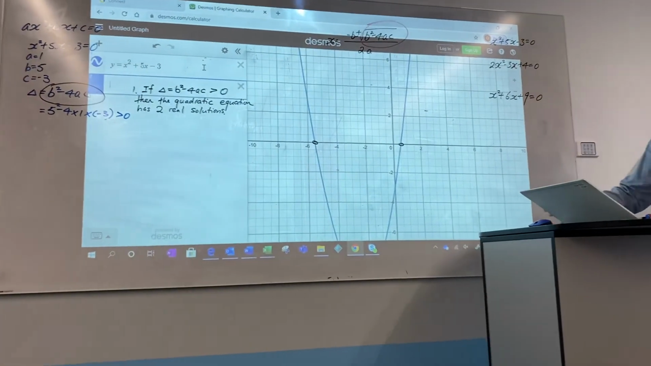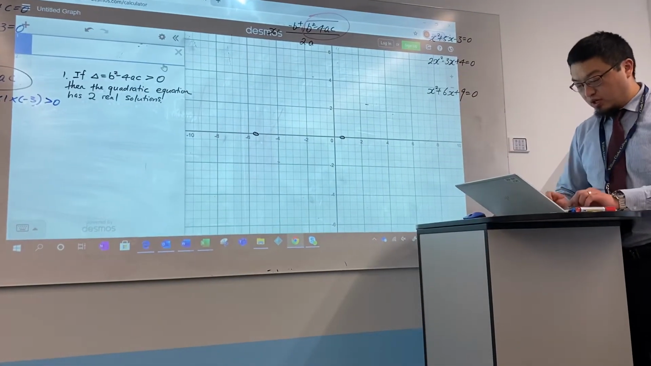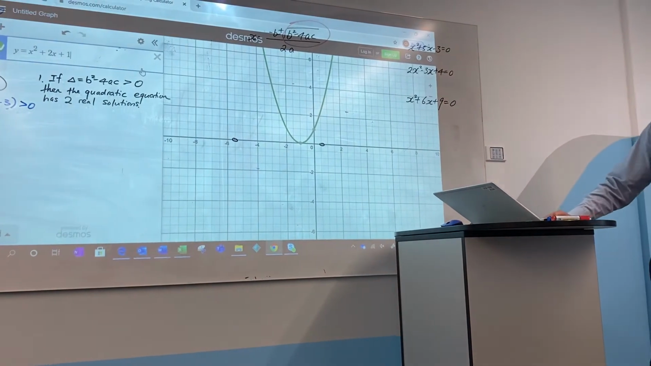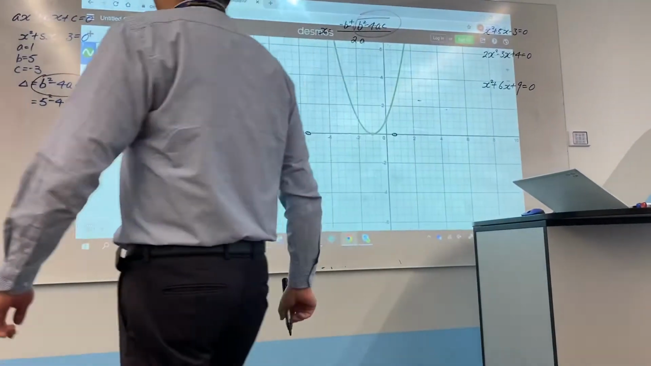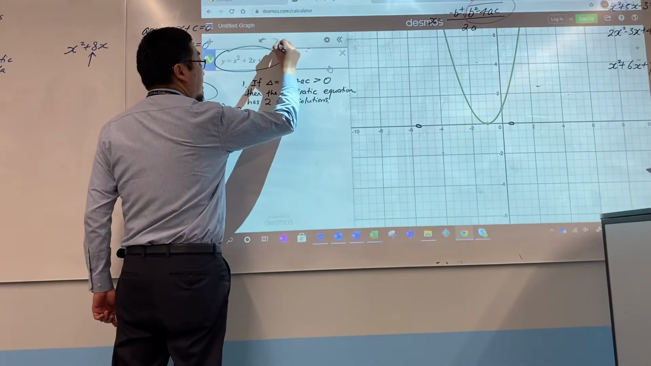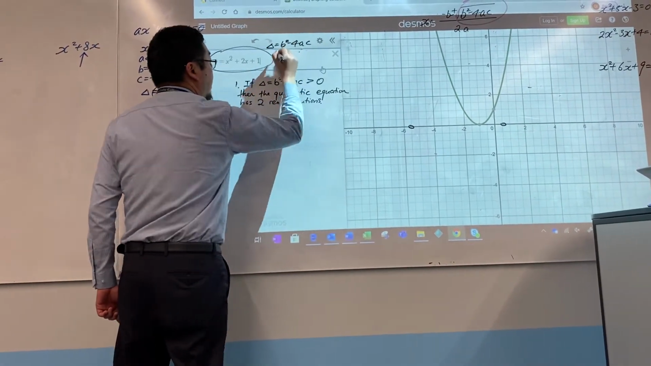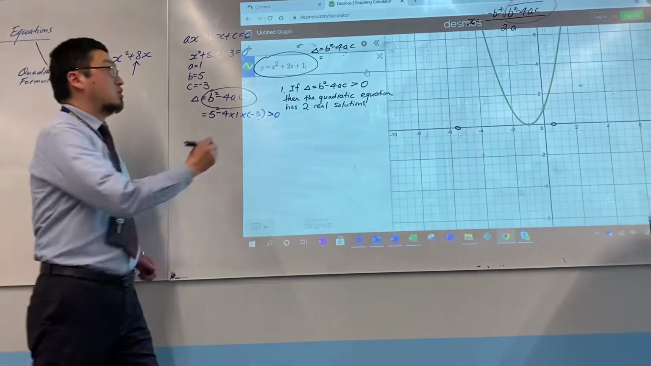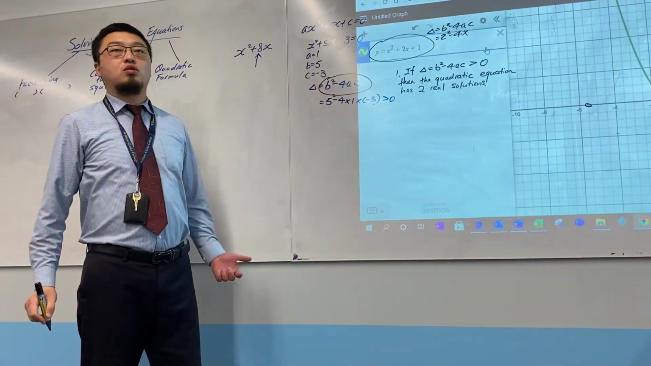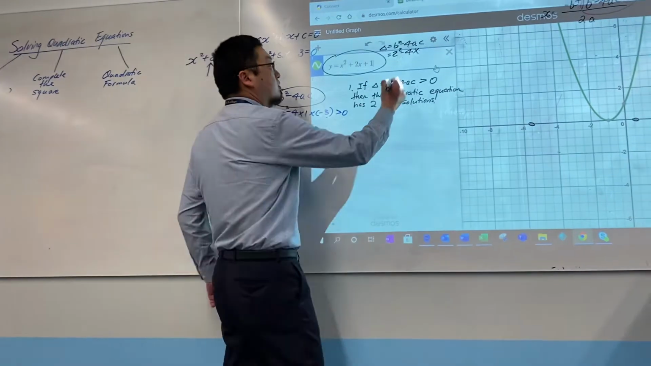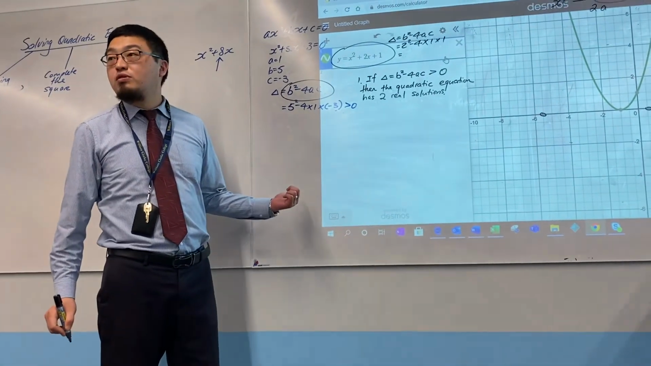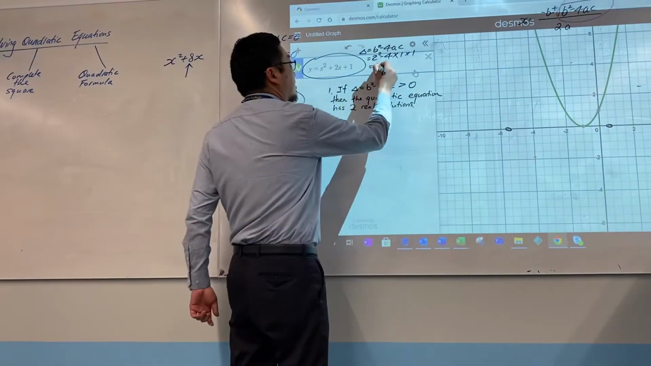Let's have a look at another one, where I'm going to change things here. So y equals x squared plus 2x plus 1. So that's our second example. Yeah? Y equals x squared plus 2x plus 1. Let's do it a little bit quicker this time. So let's say delta is b squared minus 4ac. What's b? 2. 2 squared, yeah? 4 times a. What is a, guys? 1. So 4 minus 4? Yeah. 0. Plus 1, which is 1.